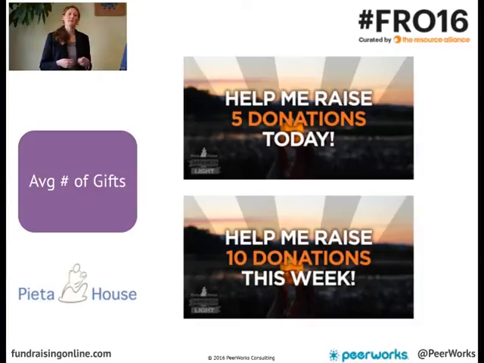Going back to the example of Pieta House and the Darkness into Light event, we added these social share graphics to the collection of fundraising tools that we give to the participants. And these two graphics really help drive participants and drive donors to give more gifts. So you'll see that one of them says, help me raise 5 donations today, and the other one says, help me raise 10 donations this week.